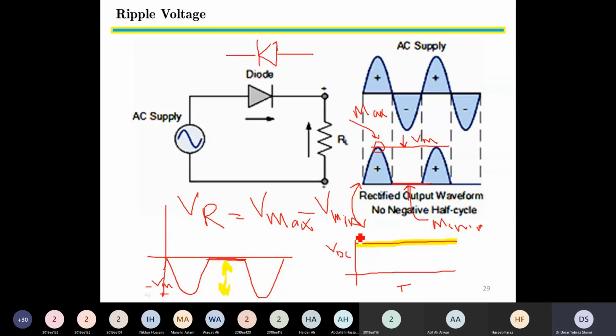And we should design a power supply which has ripple voltage approaching or trending towards zero. So we do not like ripple voltage. We would like ripple voltage to be zero. And we will find two solutions to reduce this ripple voltage. Now, how do we remove this ripple voltage?